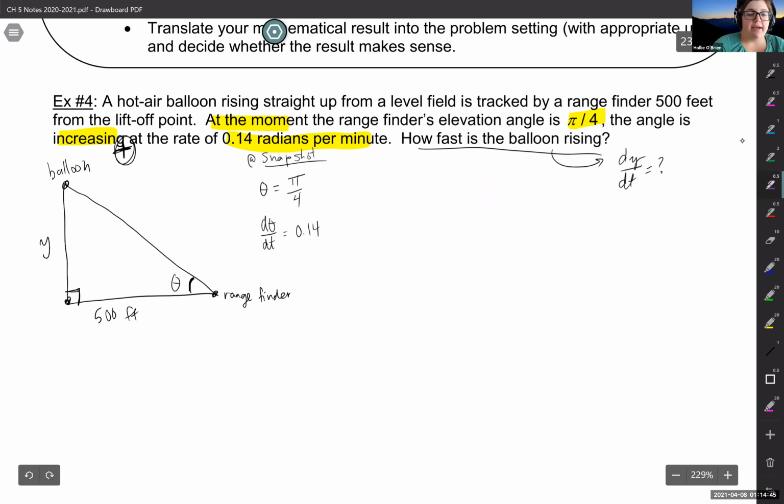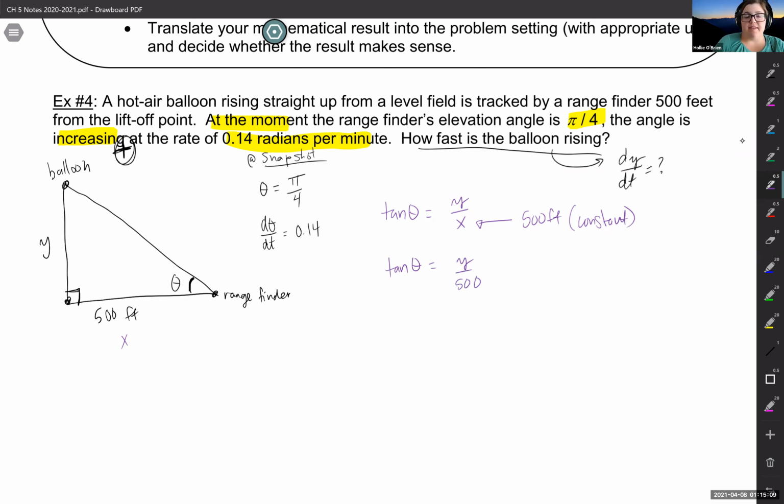So tan of theta is equal to y over x. And you know what? X is a constant. It is 500 feet. It's constant. The range guy, he's not moving. So tan of theta is just y over 500. X is not changing. The guy is not moving. He is staying put, finding how high the balloon goes.